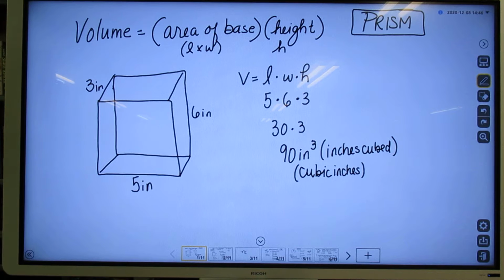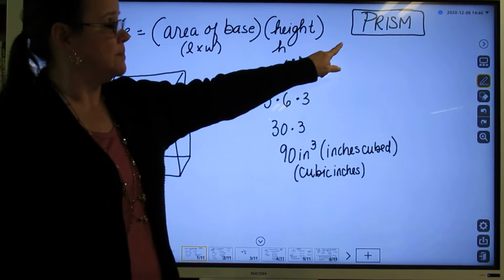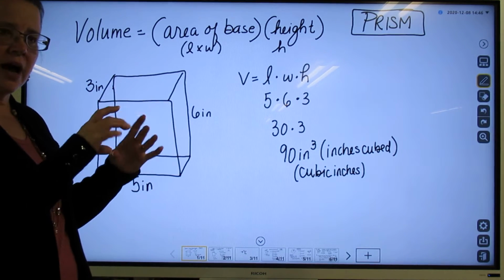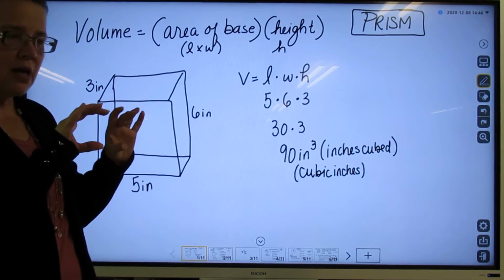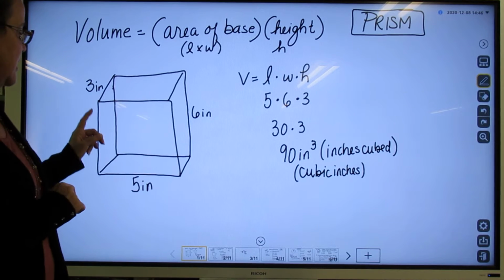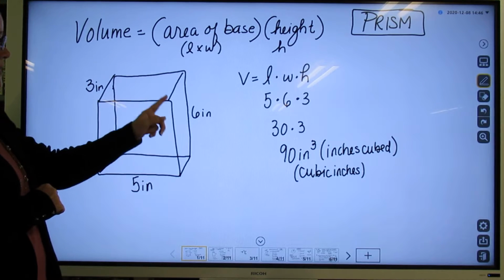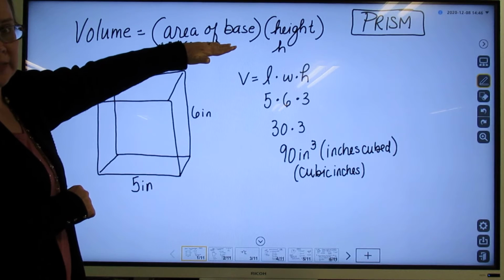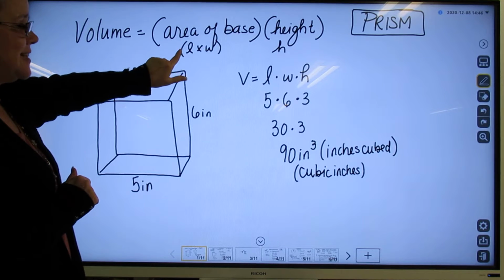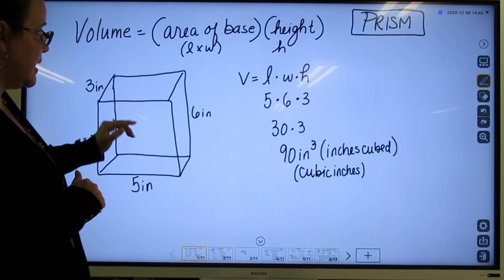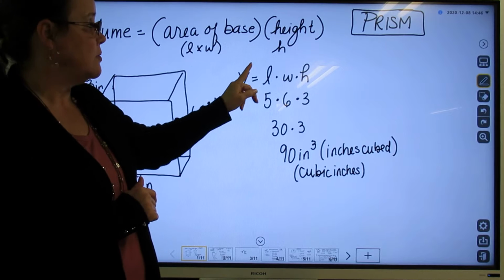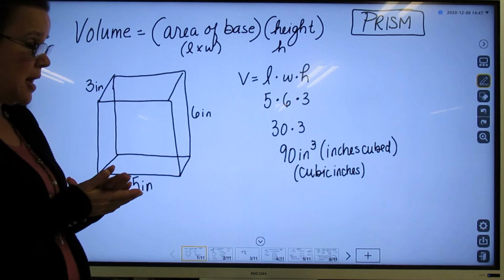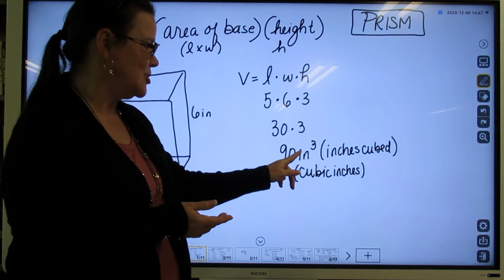So volume. This is the prism, same as a cube or any kind of three-dimensional box-like figure, okay? And what they did is they gave us 3, 6, and 5. And what you're looking for is the area of the base. It tells you on your formula sheet, but that's the length and the width. So length, width, and then times height, which I wrote here. And then we take 5, 6, and 3 and multiply them all together, and you get 90 inches cubed.